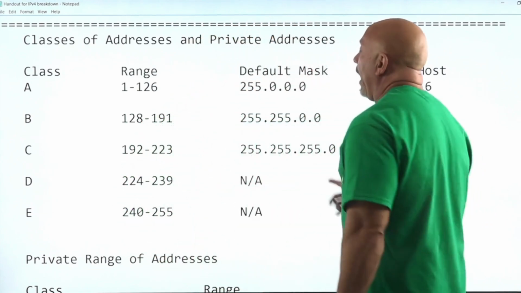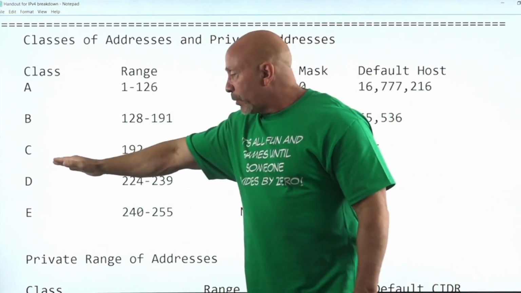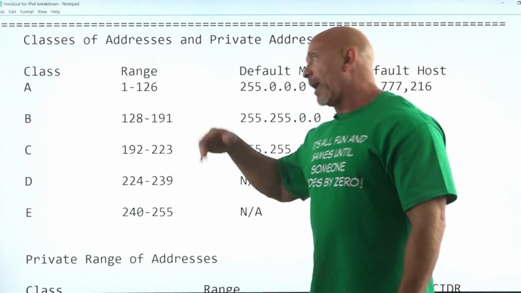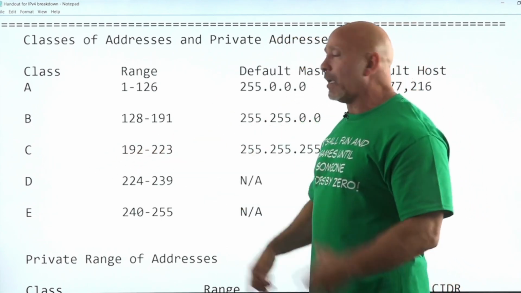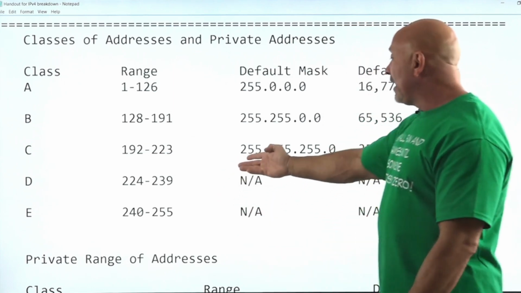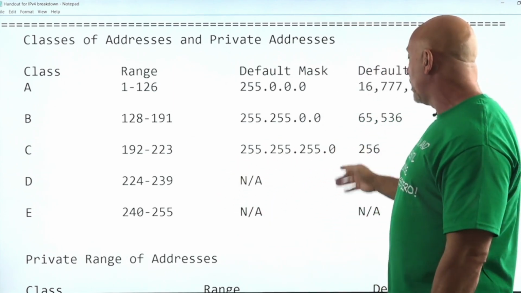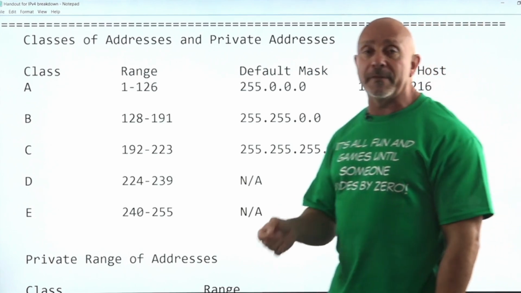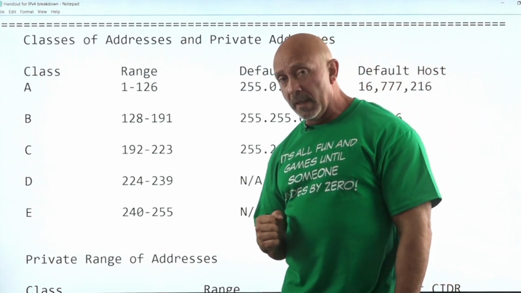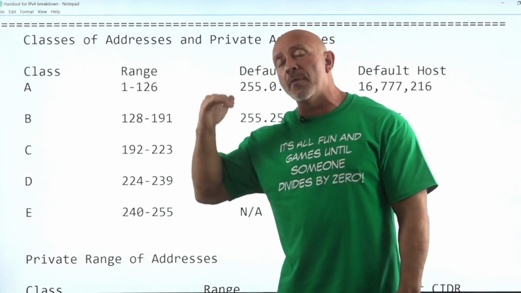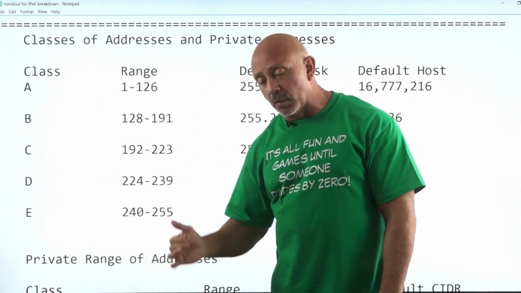Anyway, the next class of address we need to know is 192 to 223. Again, in the first octet, anything in that range is a class C address. The default mask of a class C is 255.255.255.0, and it can hold up to 256 minus 2, meaning only 254. Remember, always on the host side, you take away 2.